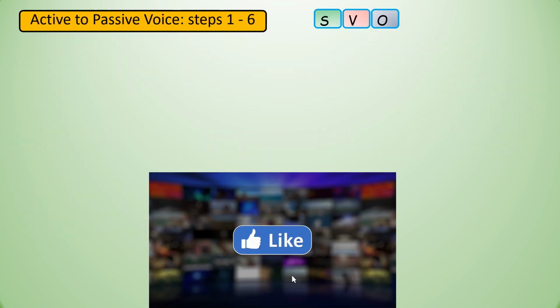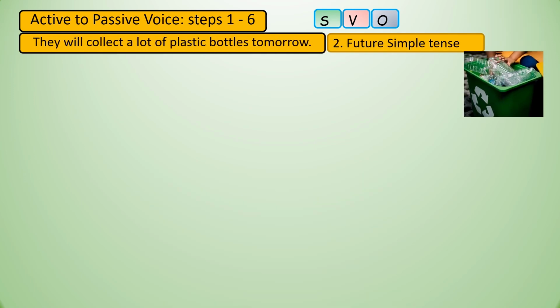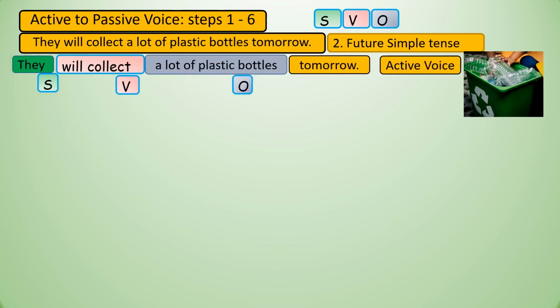Active to passive voice steps 1 to 6: subject, verb, and object. They will collect a lot of plastic bottles tomorrow. That's our sample sentence here. Step 2, future simple tense. Let us break it up into the different parts here. For future simple tense, our grammatical construction is will collect. So it's will plus a verb in its infinitive form.